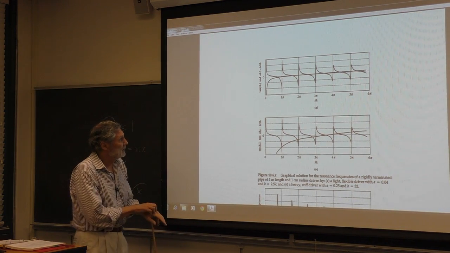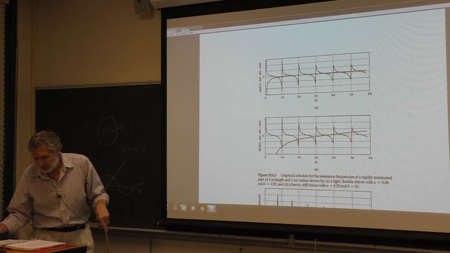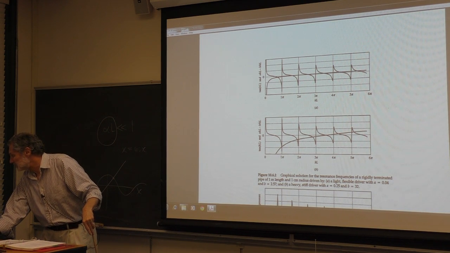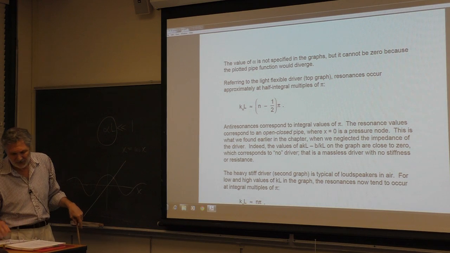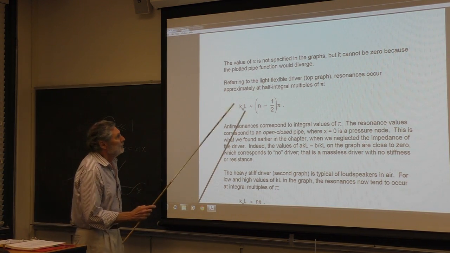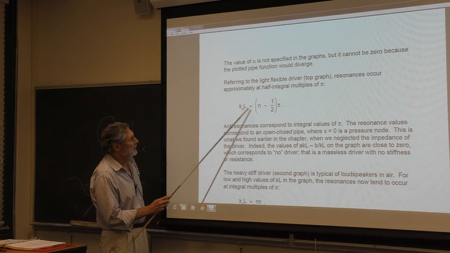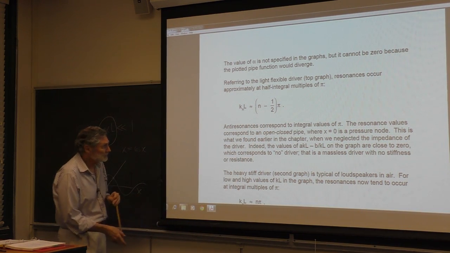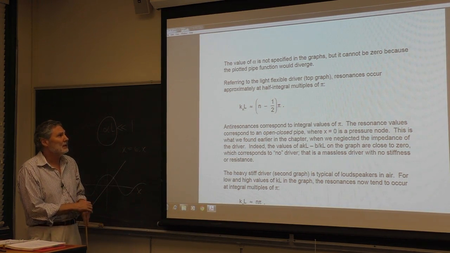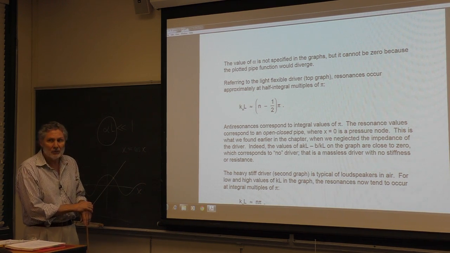here. Okay, now what that corresponds to, I want to make sure one sees this because it's a useful way of looking at this. We went over this before, but sometimes it doesn't stick. When we look at those half integral multiples of pi, here's what we get. So you can see these are half integral. And this corresponds to an open closed pipe.